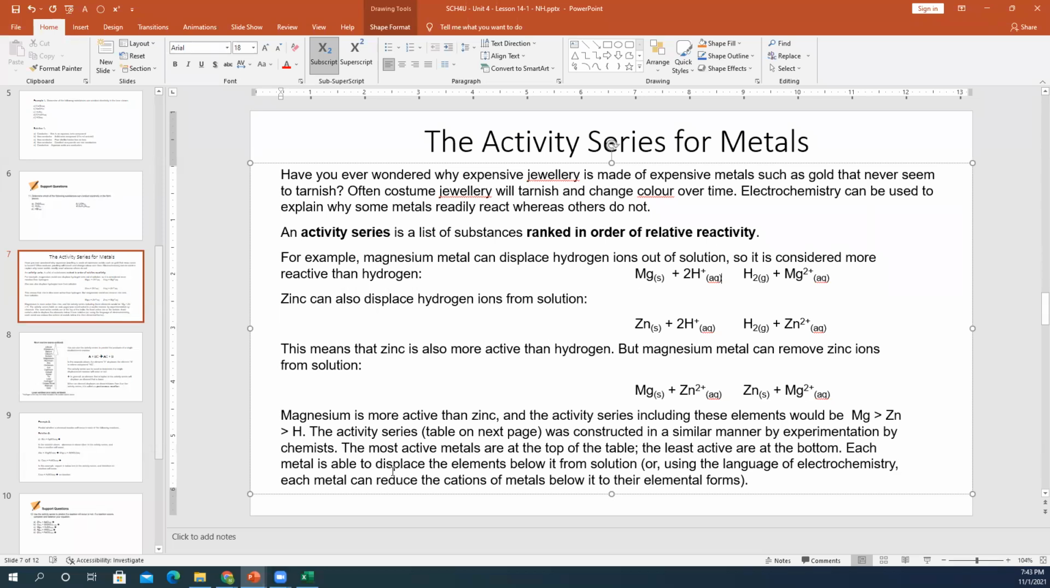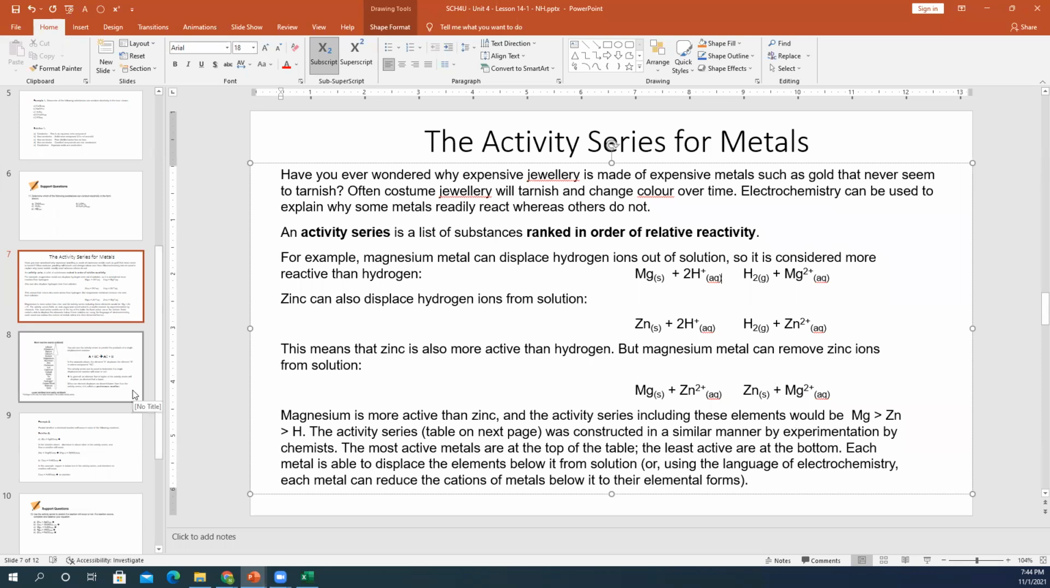And each metal is then able to displace the element below it out of solution, or by using the right language for electrochemistry, each metal can reduce the cations of the metals below it to their elemental form. So if you can see this way, magnesium was able to reduce these zinc cations to their elemental form. It can displace it out of solution in its elemental form.